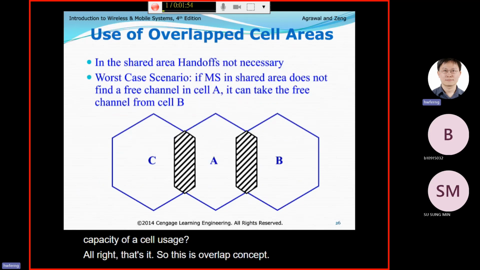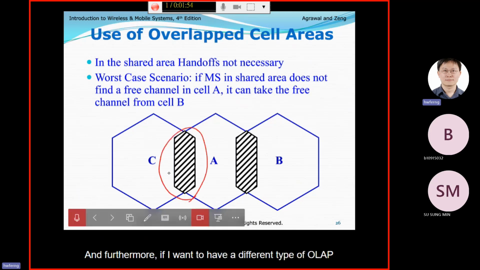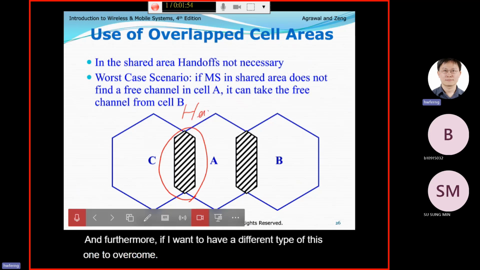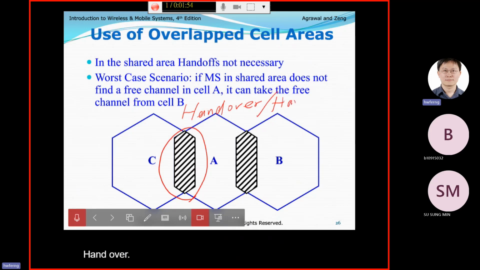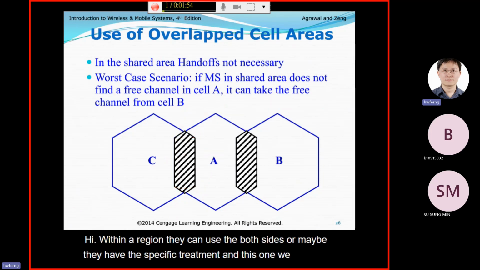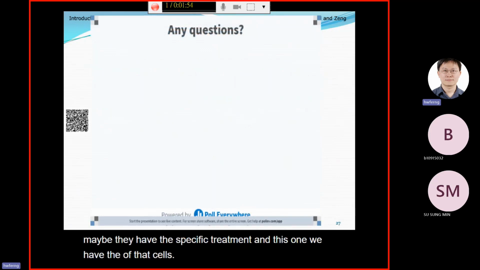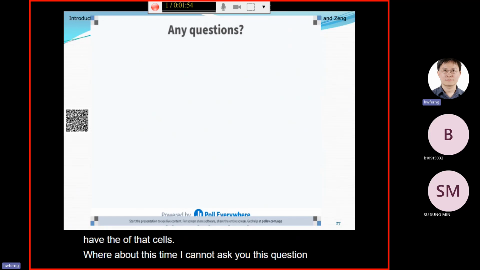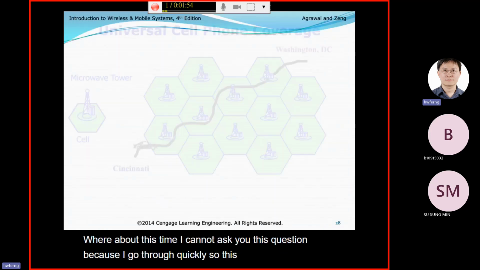And furthermore, if we want a different type of overlap, this one is to overcome handover or handoff. Why? Within the region, they can use both sides, or maybe they have specific treatment. And this one, we have the overlap cells. Well, this time I cannot ask you this question because I go through quickly, so this time I skip the poll here.